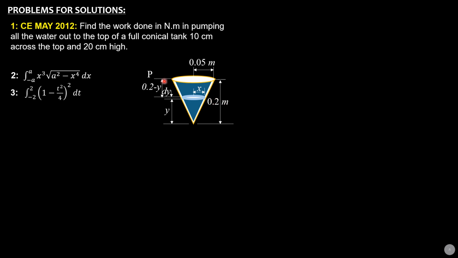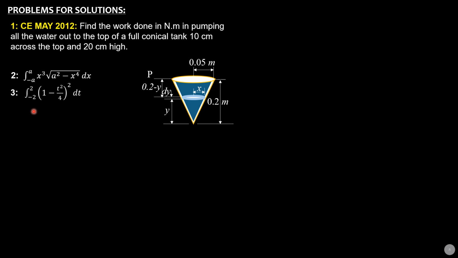This is the tank. It is full of water, and let us say this is the level at any time. The distance from the vertex to that level is y, and the thickness of that differential volume is dy. Of course the centroid is also at that level. The point of disposal is the top of the tank. So if this is y and the height of the tank is 0.2 meter, 20 cm, then that distance would be 0.2 minus y. And the radius of the tank is 0.05 meter.